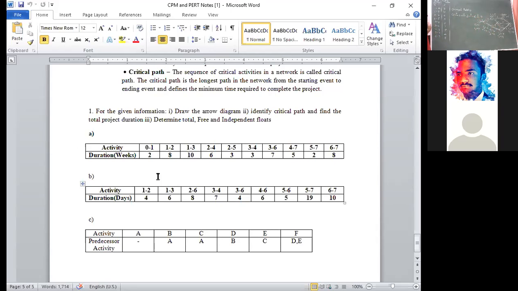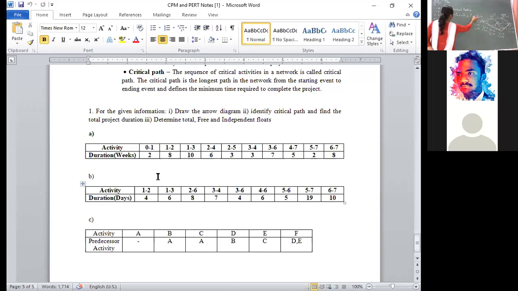Understood? Again, I am repeating. Wherever EI and LJ values are equal, you have to draw a double line. That is your critical path. The second bit mark they asked is the critical path and total project duration. Write down the critical path. What is the critical path here? 0 to 1, 1 to 3, 3 to 6, 6 to 7. How have you identified it? Where EI and LJ values are equal. Then write down that path. This is called the critical path.